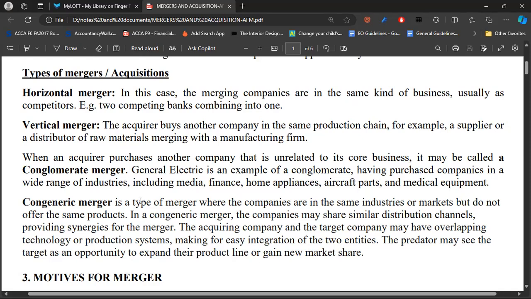Secondly, we are talking about a vertical merger, where the acquirer buys another company in the same production chain. For example, let me look.